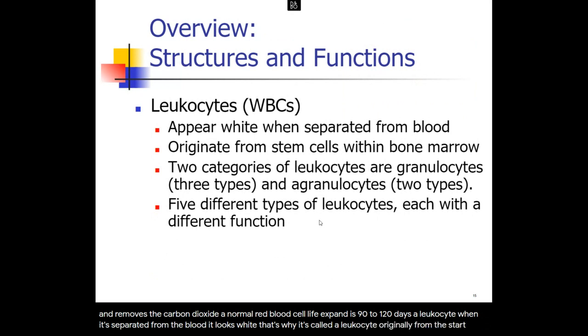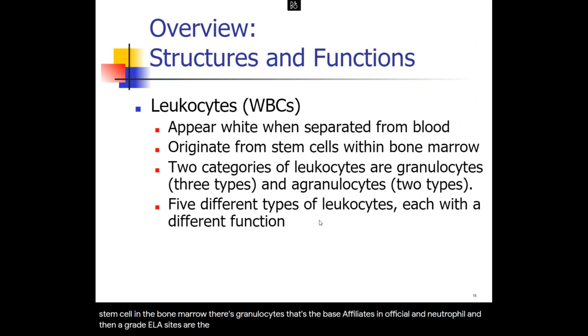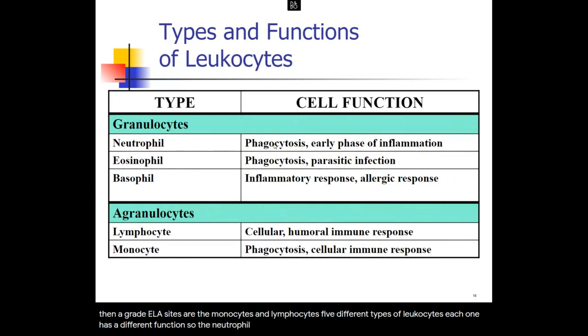Originally from the stem cell in the bone marrow, there are granulocytes, that's the basophil, eosinophil, and neutrophil, and then agranulocytes are the monocytes and lymphocytes. There are five different types of leukocytes, and each one has a different function. The neutrophil is responsible for phagocytosis, and it appears early in the inflammatory phase. Eosinophil also does phagocytosis, but it particularly increases in response to a parasitic infection. And then a basophil, again, is an inflammatory response, but more for the allergy-type response.